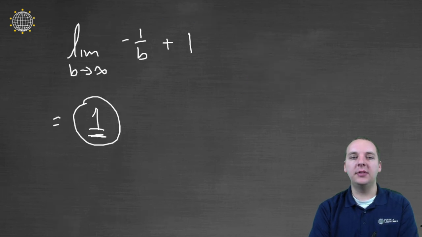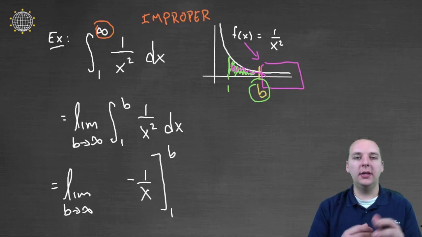So here we've seen two different types: one where the limit existed, one where the limit didn't exist. And so hopefully that helps you understand this type of improper integral just a little bit better.